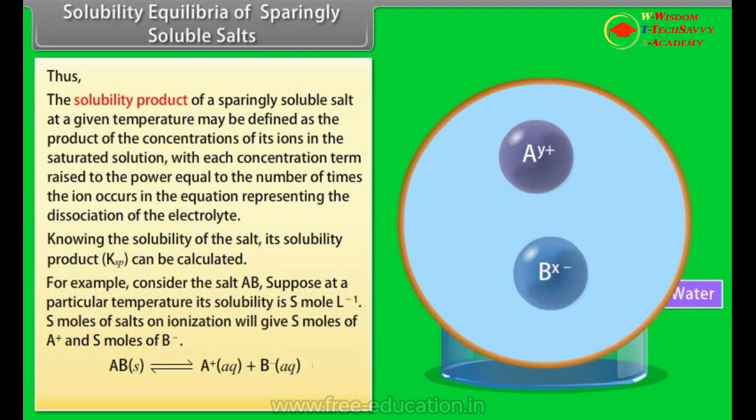For example, consider the salt AB. Suppose at a particular temperature, its solubility is S mol L^-1. S moles of salt on ionization will give S moles of A+ and S moles of B-. Ksp = [A+][B-] = S × S = S².